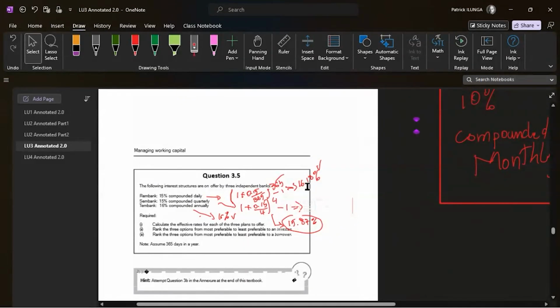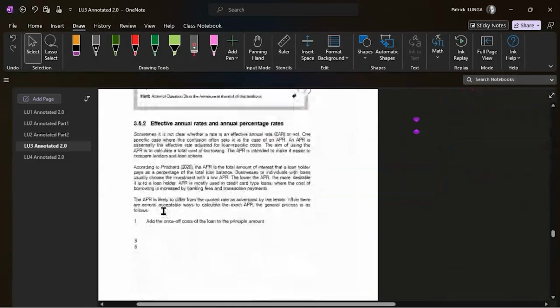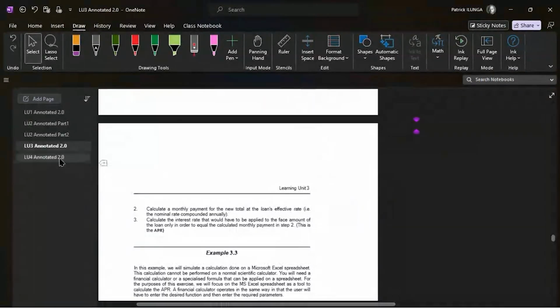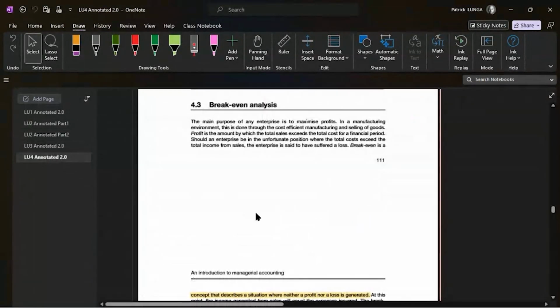It's actually 16.18. So it's greater than even the 16% of the other bank. All right. So we need you to understand that. Simple. Yes. All right. We jump quickly to learning unit 4.